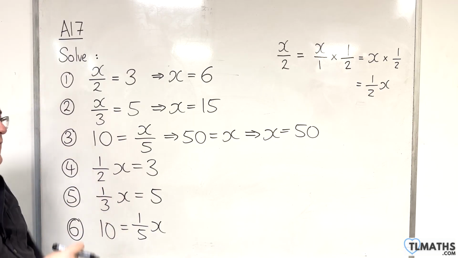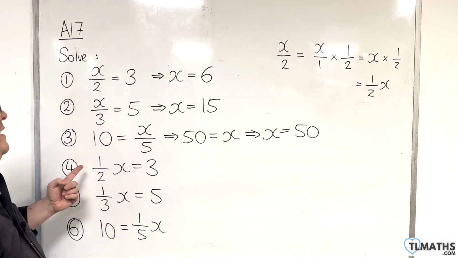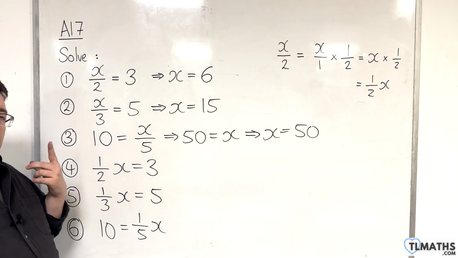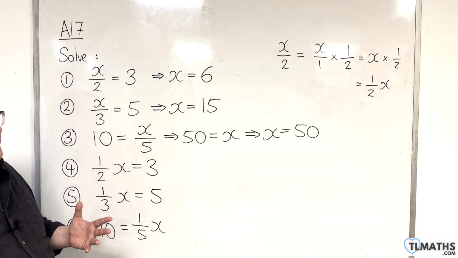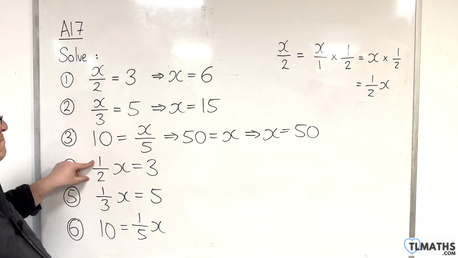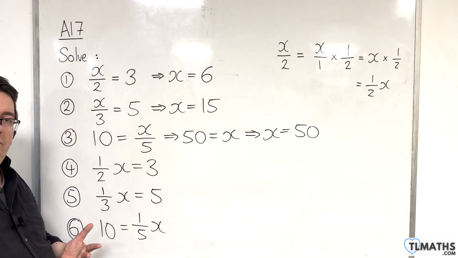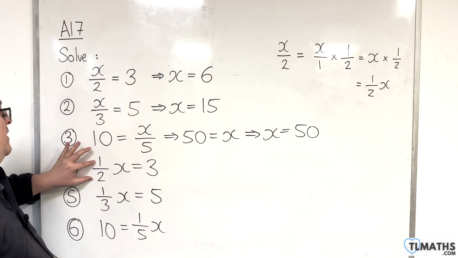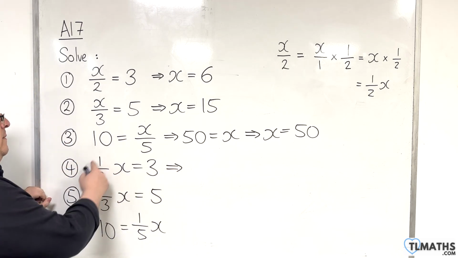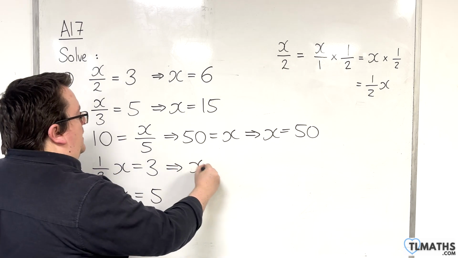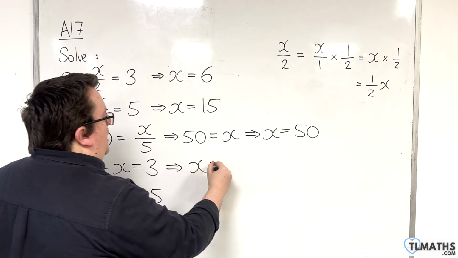So rather than thinking about dividing both sides by 1/2, what you could do instead is think about it as multiplying both sides by 2. Okay? Get rid of the 1/2 by multiplying both sides by 2. So if I multiply this side by 2, I get x. If I multiply this side by 2, I get 6.